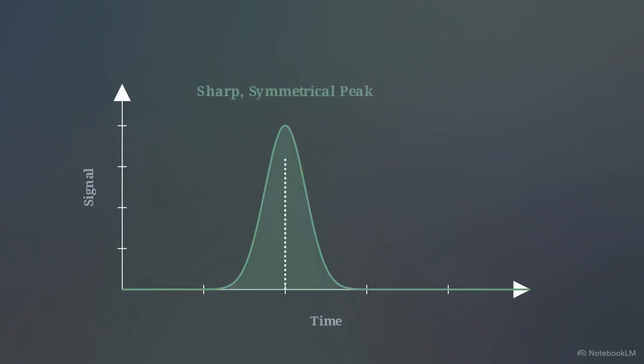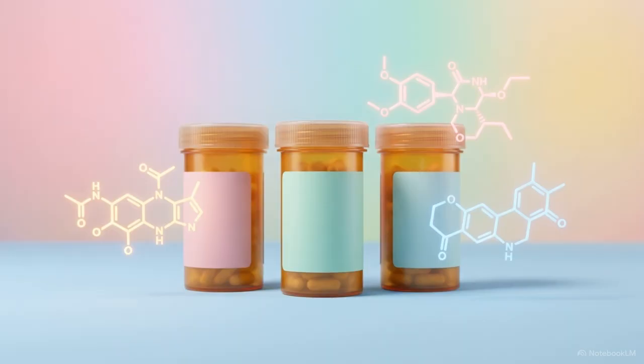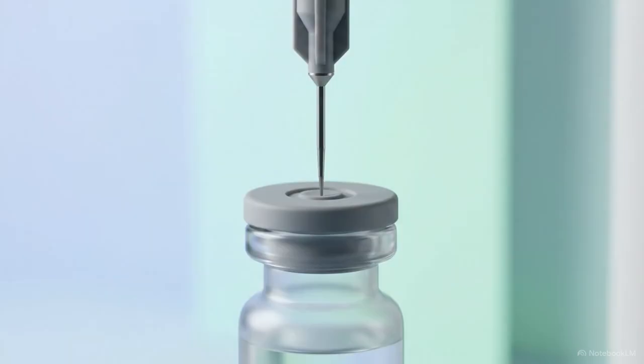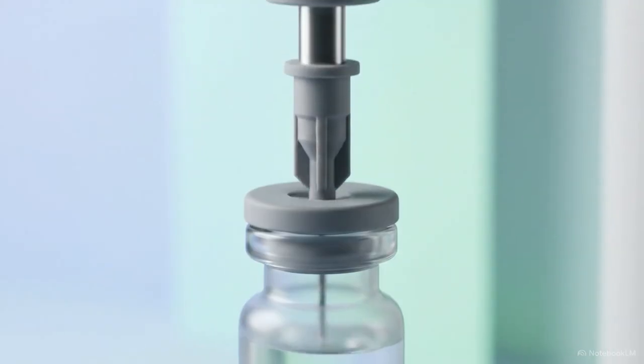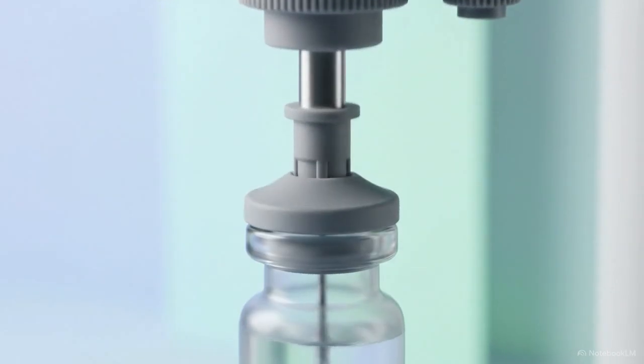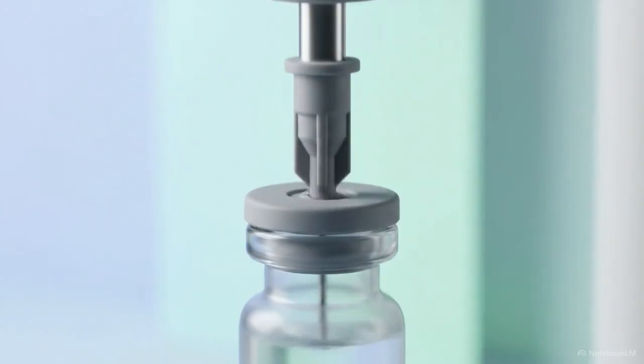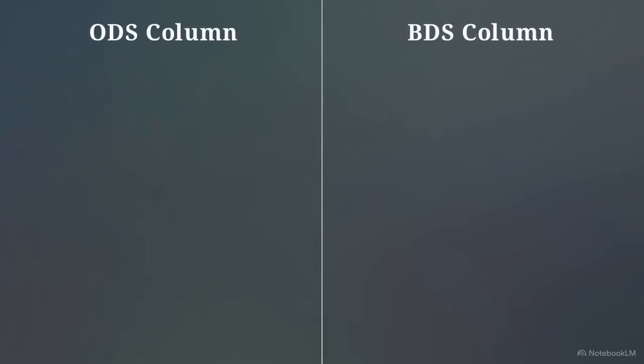Here is the resulting chromatogram. By eliminating the tailing effect, the data outputs as a sharp, perfectly symmetrical peak. This precise symmetry is mandatory when analyzing basic pharmaceutical drugs like metformin, atenolol, or lidocaine. BDS trades the simplicity of a standard C18 for specialized end-capped chemistry, delivering the exact peak shape required for basic compounds.